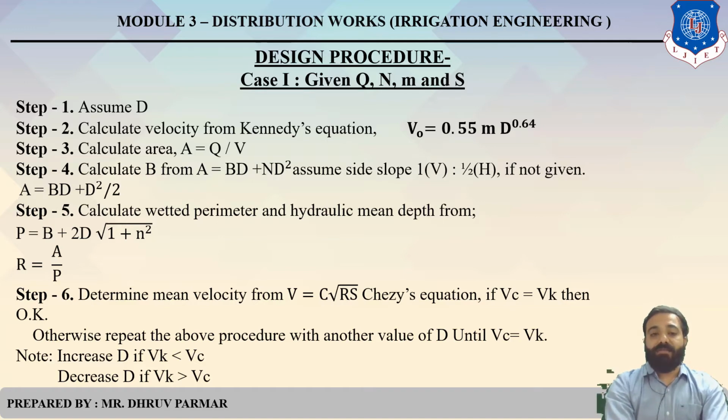If Vk is less than Vc, you can increase the depth which you assumed. If Vk is greater than Vc, where Vk means Kennedy's velocity and Vc means Chezy's velocity, you can decrease the D which you assumed. Clear? So this is the design procedure for case 1.